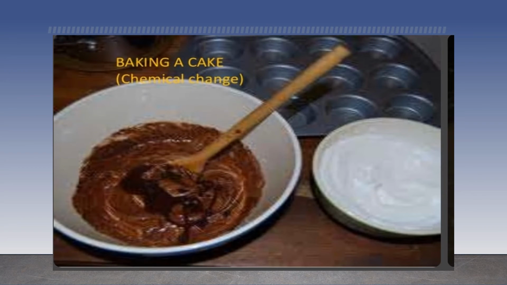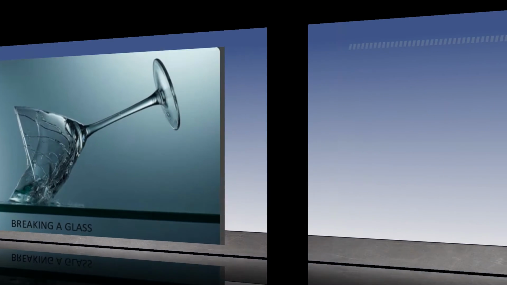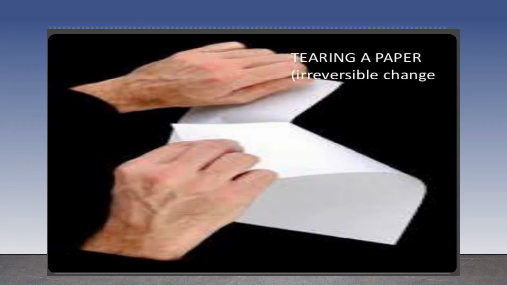Next is baking of a cake. Again, you cannot get the ingredients back once the cake is baked. Now once the glass is broken, you cannot get the glass back. So it is irreversible change. Irreversible means not getting back the change in original form. Here again, tearing of paper. You cannot get the paper back once it is torn.